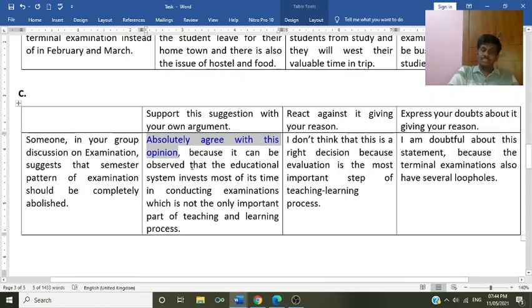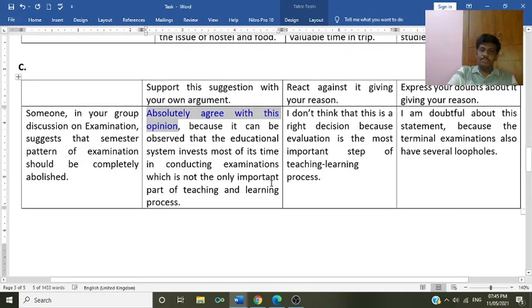So you can see you are supporting this suggestion with your own point of view. You think that the educational system invests most of its valuable time in conducting examinations instead of conducting teaching learning sessions. So this is your pointer. Then react against it, giving your reason.